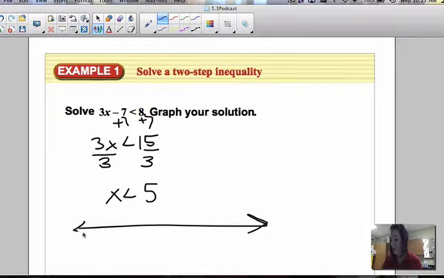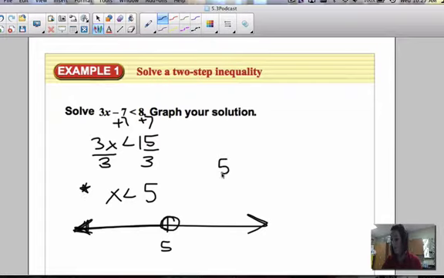Now, I'm going to graph. And on my graph, it is less than, it is not equal to, so I have an open circle. Less than is to the left. Now, it is really important to have our variable on the left-hand side. That way you don't get confused on which direction your graph goes.